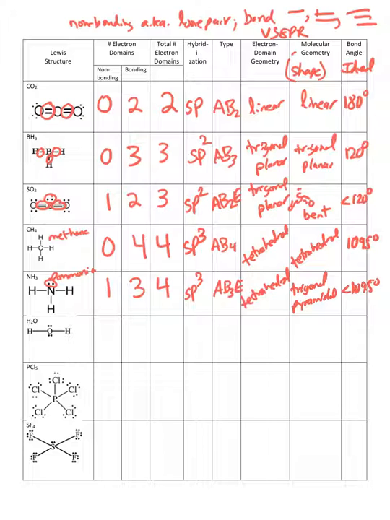The next molecule is water. It's a type of molecule we could call AB2E2. 2 atoms on the central atom, 2 non-bonding pairs. Gives us a total number of electron domains of 4 once again. If it's 4, it's sp3. If it's sp3, it's tetrahedral for the electron domain geometry.